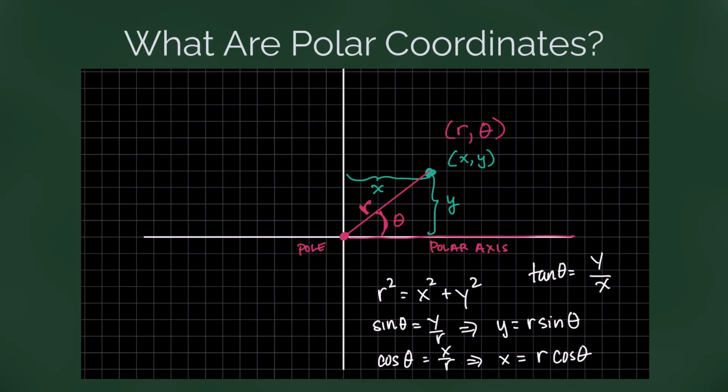These four relationships give us a way to move back and forth between our Cartesian coordinate system, where the point is identified as (x, y), using its vertical and horizontal distances from the origin, and the polar coordinate system, where a point is identified as (r, theta), using its distance from the pole and its angle with the polar axis.